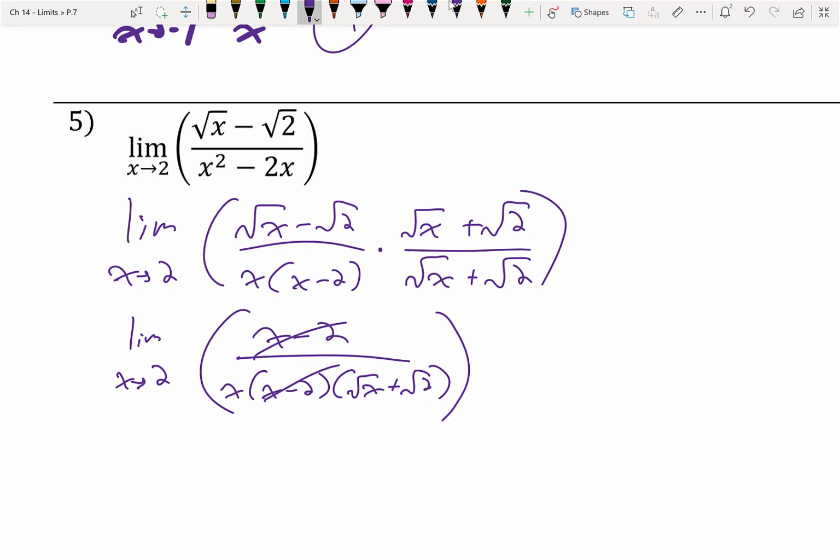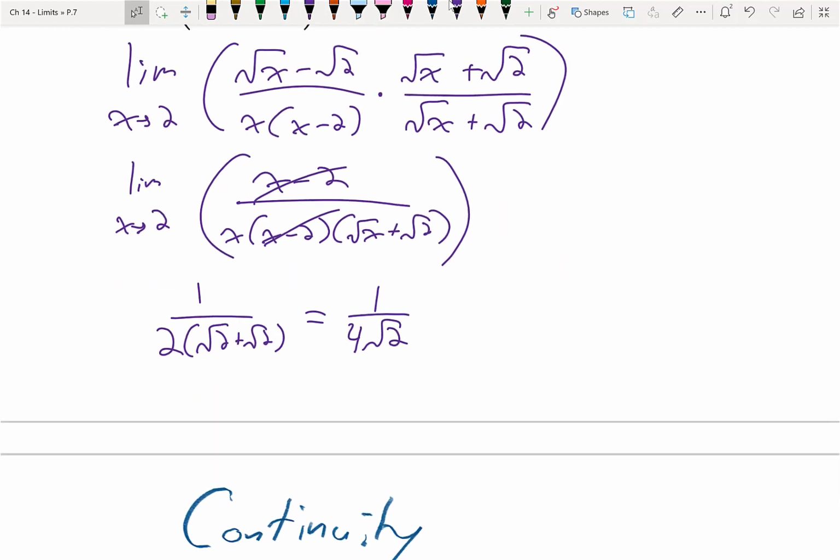Now you know you can substitute 1 over 2 times root 2 plus root 2, or 1 over 2 times 2 root 2, or 1 over 4 root 2. I don't need to until the point that I substitute 2 in. At the point that you substitute 2 in, now you're actually evaluating the limit.